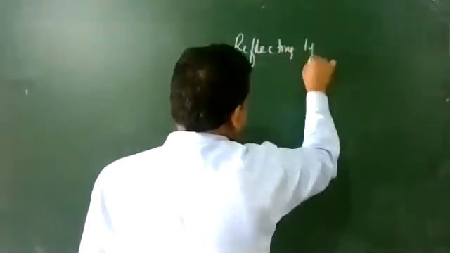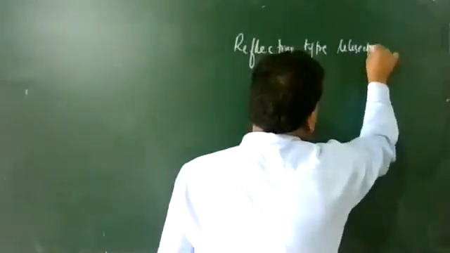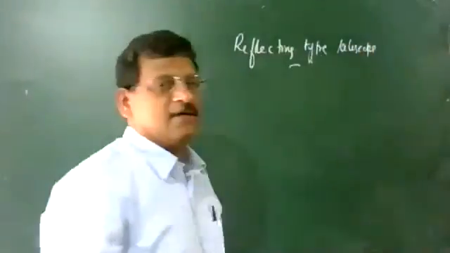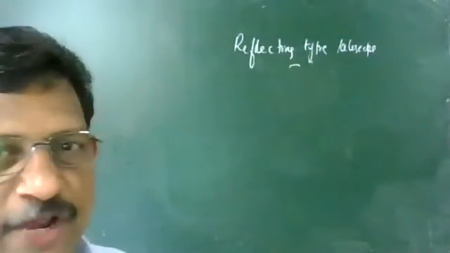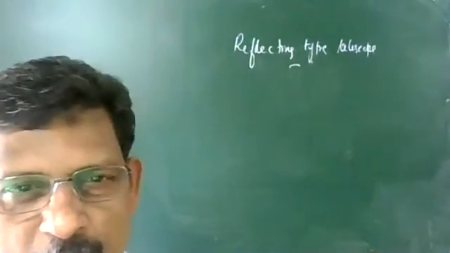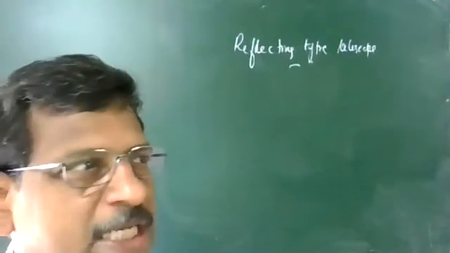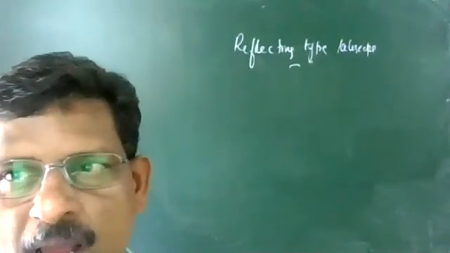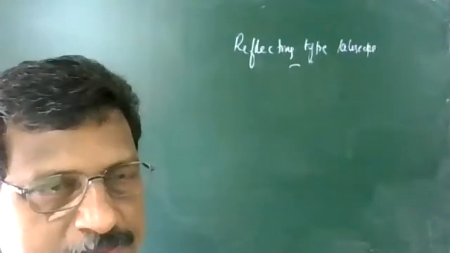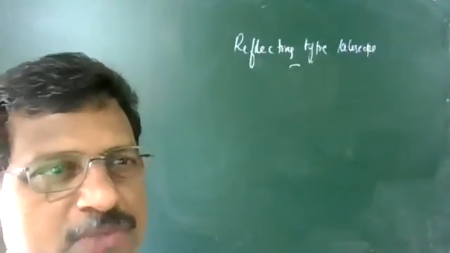Reflecting type telescope has an advantage over refracting type telescope. What is the advantage? Here, instead of an objective lens, we use a large concave parabolic mirror. What do we use? A large concave parabolic mirror.